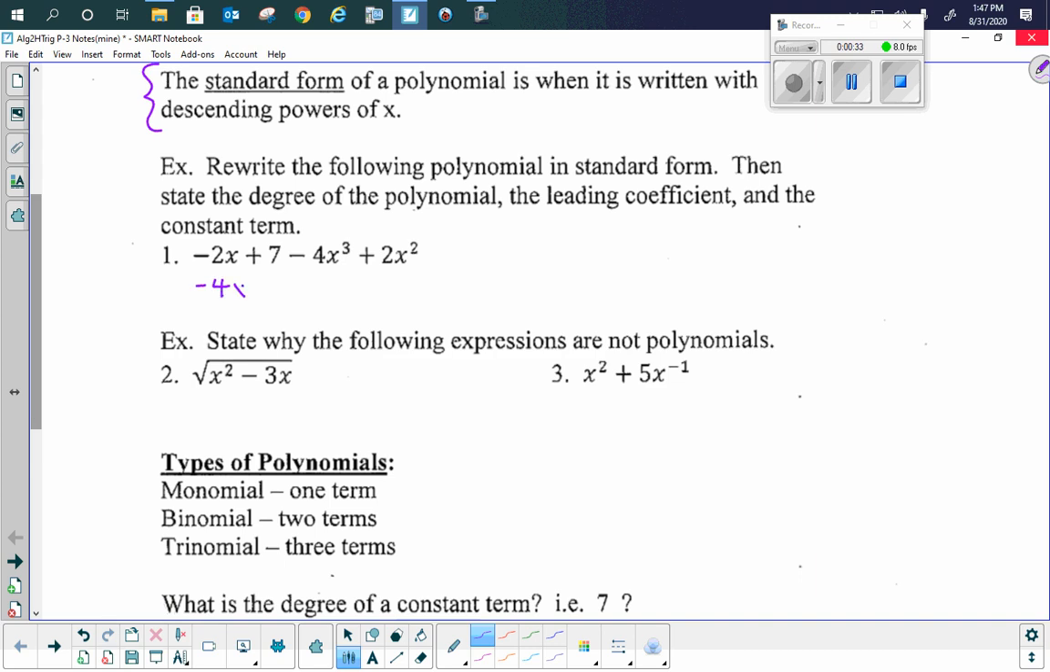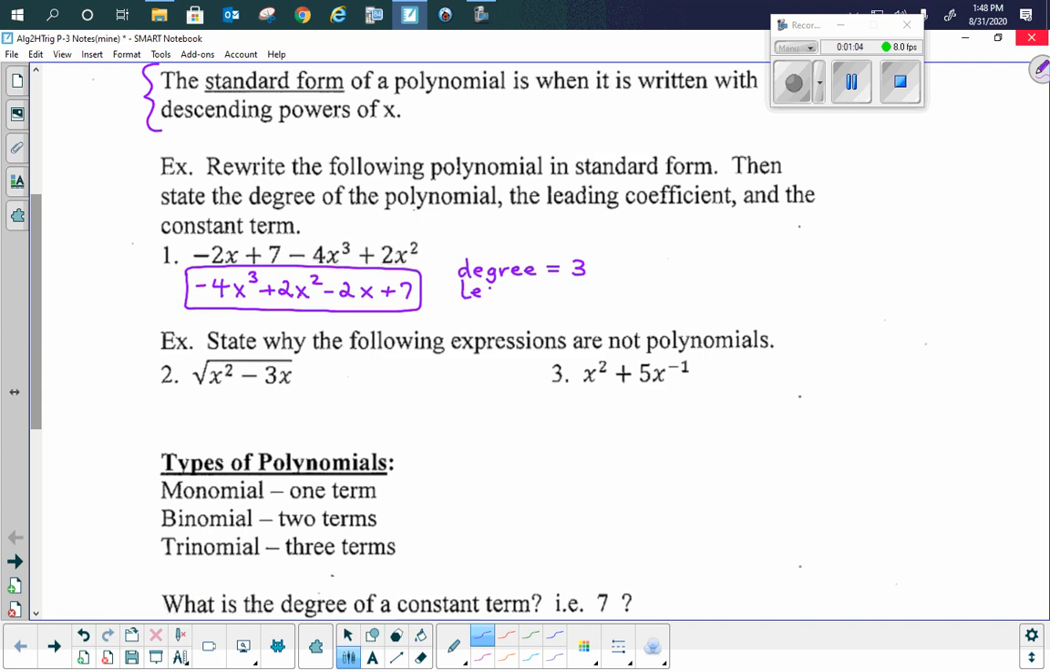negative 4x cubed first, and then plus 2x squared, minus 2x, and plus 7. So that would be following those directions. The degree of this, also known as the order, is just asking you for the highest power. So the degree or the order of this polynomial would equal 3. Again, it's the highest exponent, so we've got x cubed.